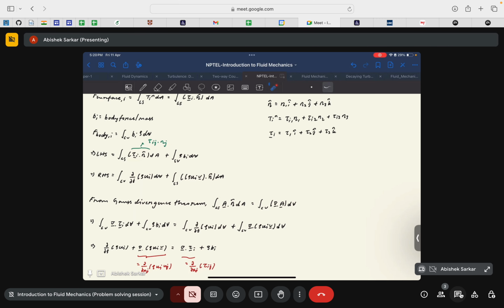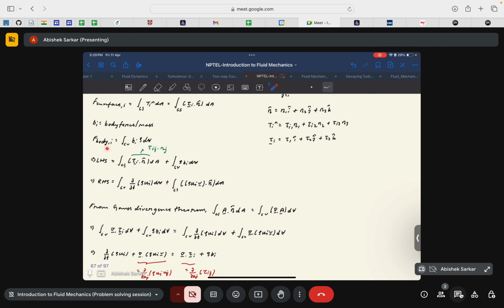Similarly, the body force term is again written in index notation as rho b_i, where, if it is in the Cartesian coordinate system, it will be b_x, b_y and b_z. That is the body force along the x, y and z coordinate directions respectively.